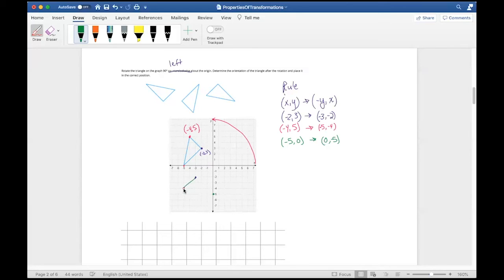All right, so once that triangle is rotated, it's going to look like this. And so you're going to want to drag. It looks like this one would match up perfectly. You're going to want to drag that triangle into that location to match up.